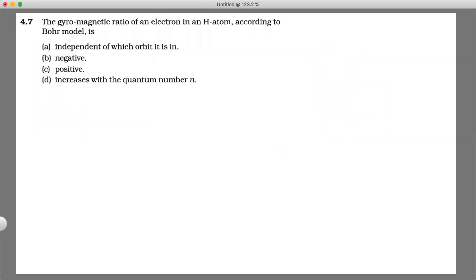Yeah, fine. The gyromagnetic ratio, you remember the gyromagnetic ratio we just talked about? What is gyromagnetic ratio? Gyromagnetic ratio is magnetic moment of the electron by the angular momentum, which is e by 2m. This is the gyromagnetic ratio. So this has no R in it, right? So it is independent of the orbit. So this is definitely true.